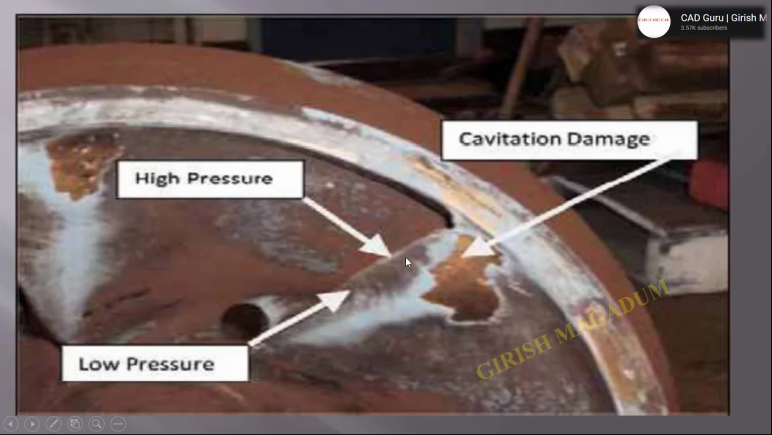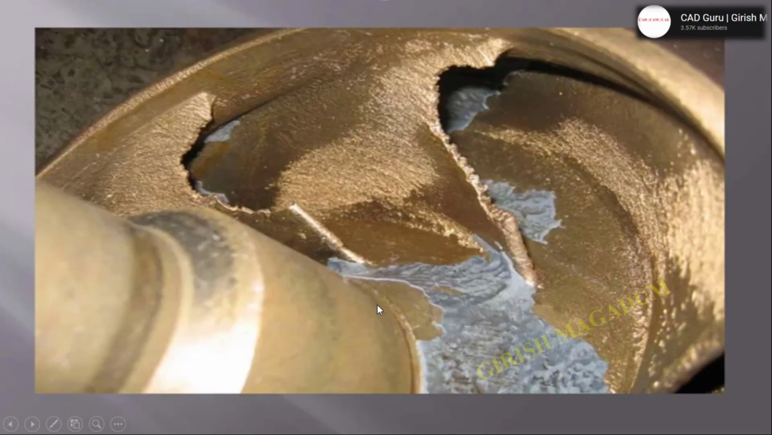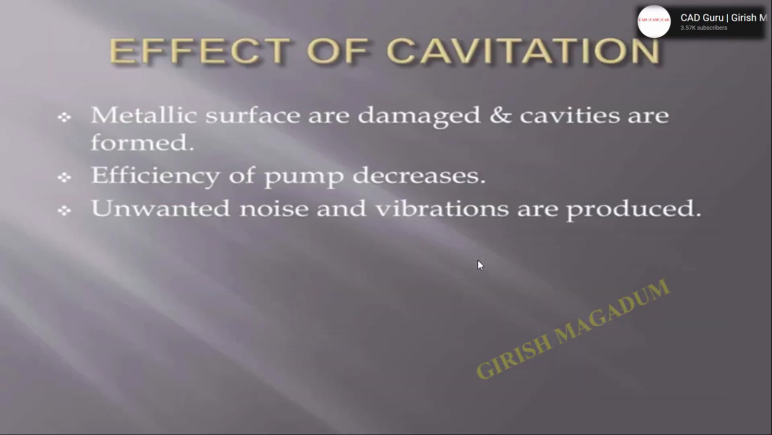Here you can consider the impeller cavitation damage. How exactly the damage takes place, the high pressure regions and the low pressure regions. This is the damage area, the high pressure region where the erosion is, and this is the low pressure area. Due to this kind of damage, the vanes of the impellers get damaged. This is the rotating impeller.